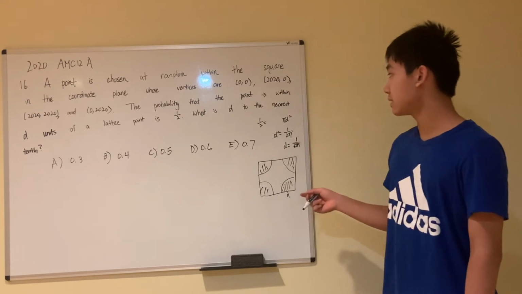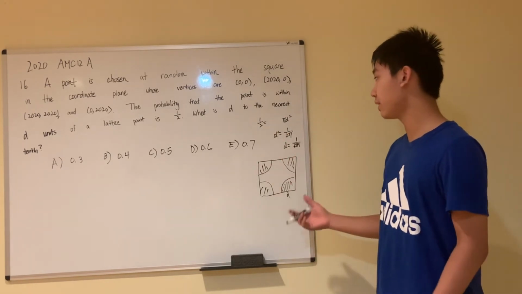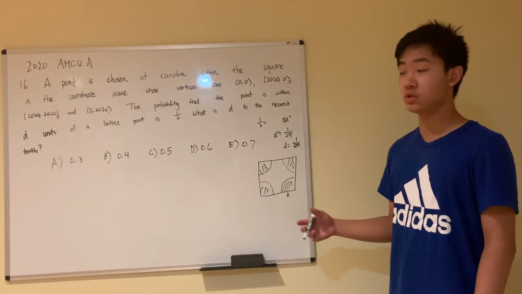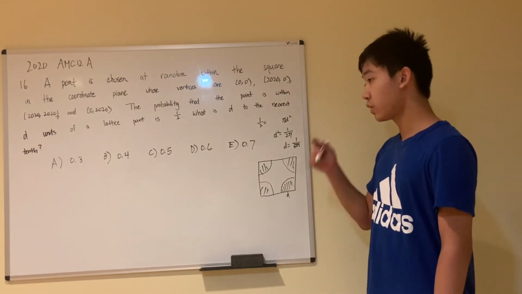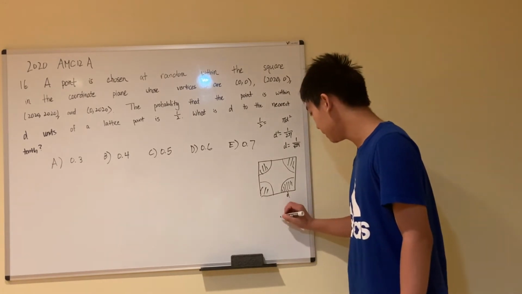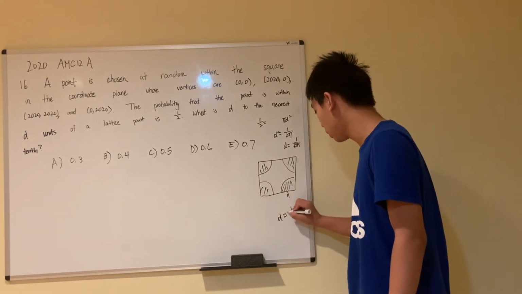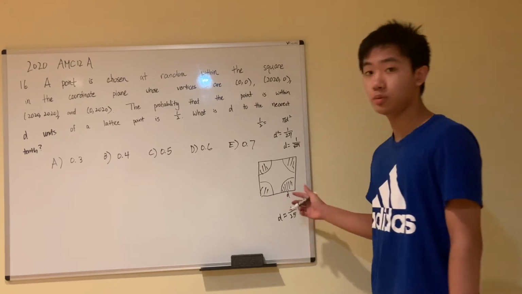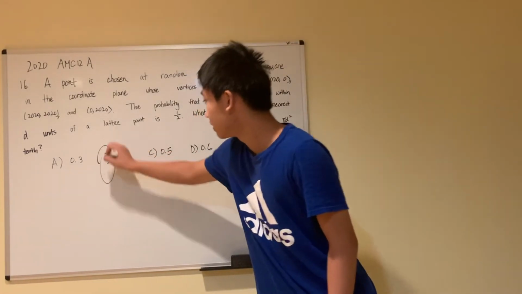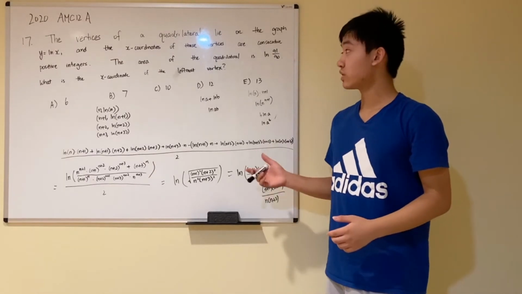Since we're asked for d to the nearest tenth, we can make a few small approximations and say that 2 pi is around 6.28, and the square root of 6.25 is 2.5. So d is approximately equal to 1 over 2.5. 1 over 2.5 is exactly 0.4, which is b. So that's our answer.